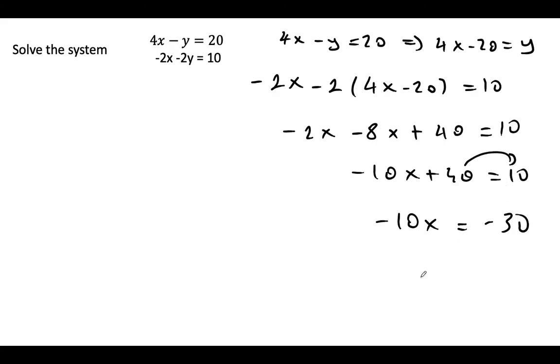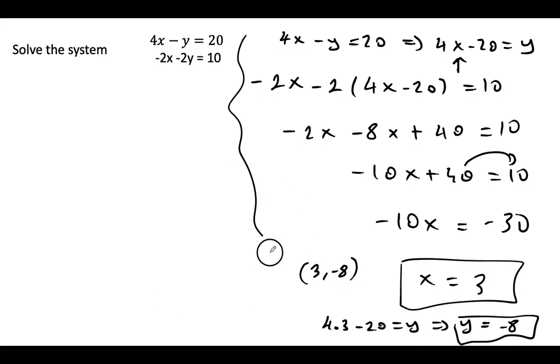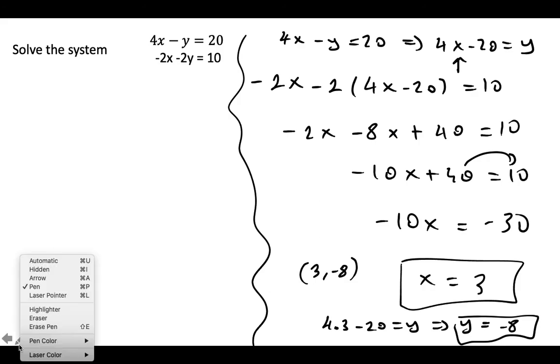Let me put it there. So x is equal to negative 30 divided by negative 10. It will be 3. When x is 3, just put it here: 4 times 3 minus 20 is y. So y is equal to 12 minus 20, which is negative 8. So the solution is 3, negative 8. That's it, finished. But what am I going to do?